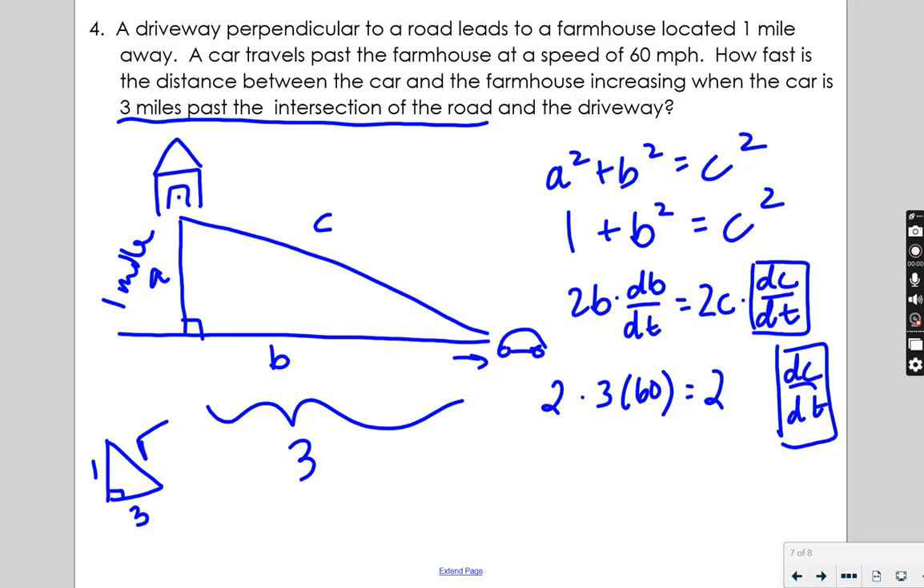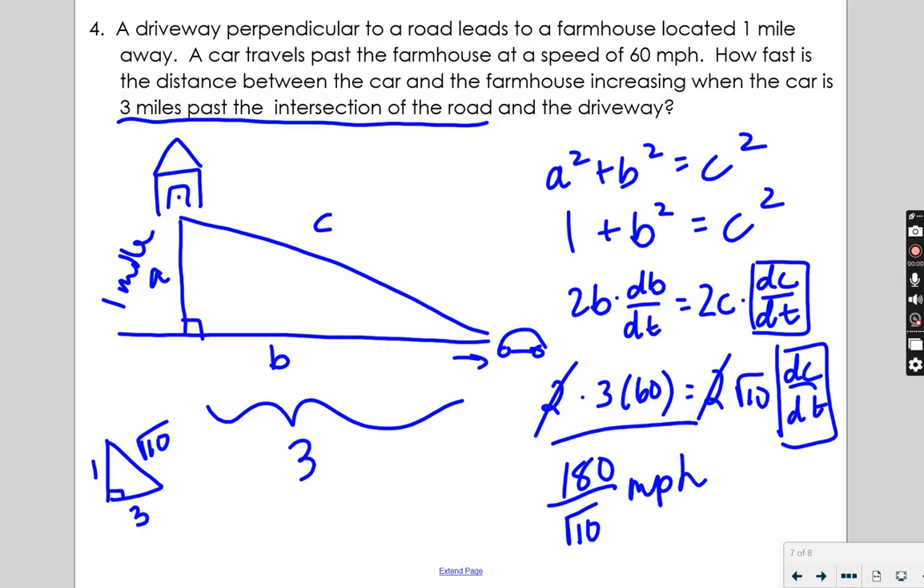Yep. There we go. Here, I'm just dividing by 2 on both sides. So 180 over root 10. And what would my units be? The rate. Miles per hour. Yep. There you go.